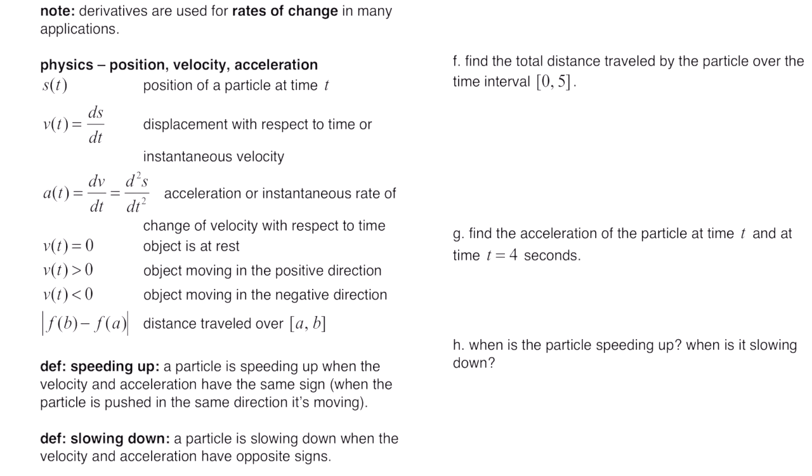We have 2 more definitions right here, speeding up and slowing down. For speeding up, a particle is speeding up when the velocity and acceleration have the same sign. And that will happen when the particle is pushed in the same direction it's moving. Then you have slowing down. A particle will be slowing down when the velocity and acceleration have opposite signs.